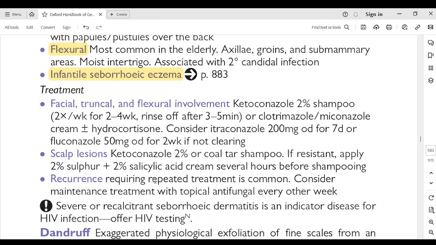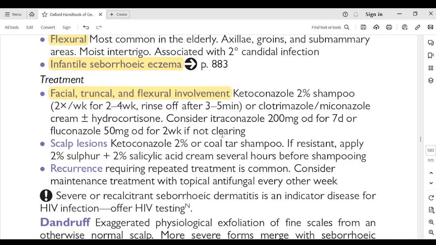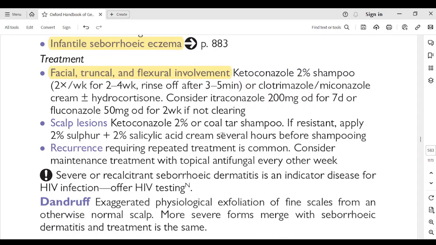Treatment. Facial, truncal or flexural involvement. Ketoconazole 2% shampoo 2 times per week for 2 to 4 weeks. Rinse off after 3 to 5 minutes. Or clotrimazole or miconazole cream plus hydrocortisone. Consider itraconazole 200 mg OD for 7 days or fluconazole 50 mg OD for 2 weeks if not clearing. So first you have to try ketoconazole shampoo for face, trunk and flexural involvement, and or a clotrimazole miconazole cream for 2 weeks, and then if not clearing, consider itraconazole OD for 7 days or fluconazole 50 mg OD for 2 weeks.